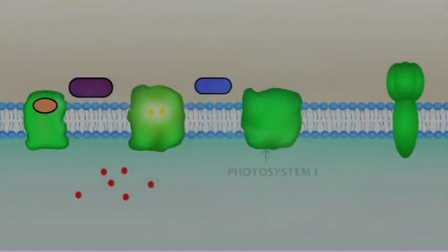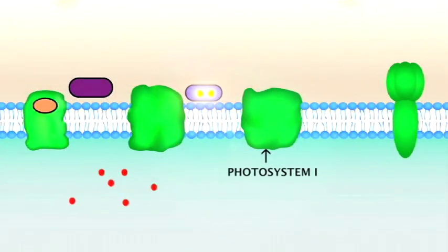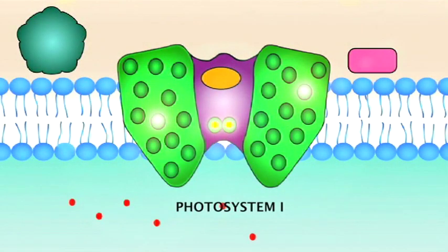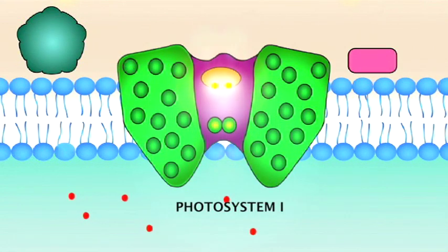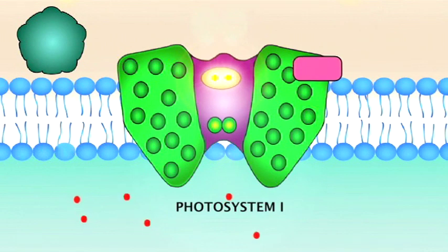Returning now to photosystem I, we find that the de-energized electrons from the cytochrome B6F complex are delivered directly to the reaction center pair of chlorophyll molecules. Here, they receive an extra boost of light energy before being passed down another electron transport chain, which ends with a mobile transport molecule called ferredoxin.